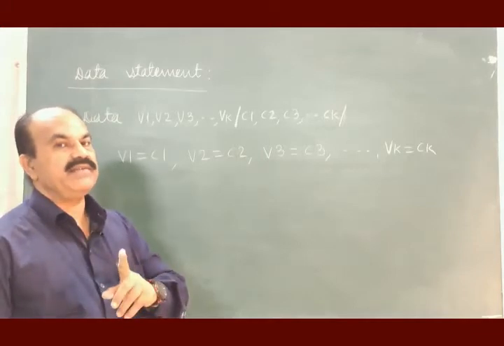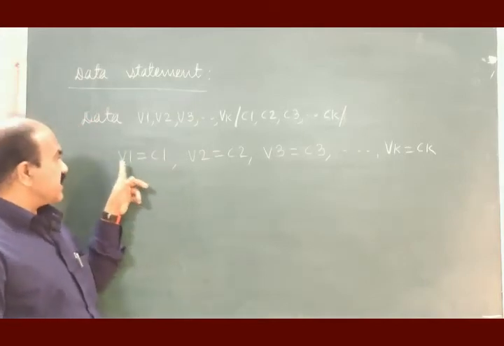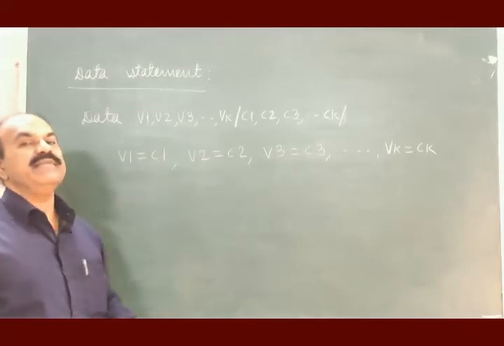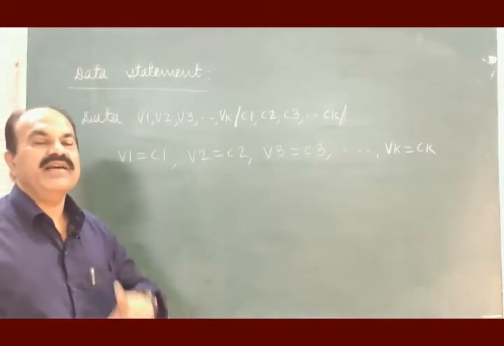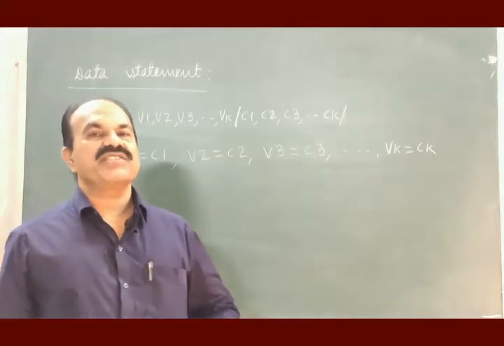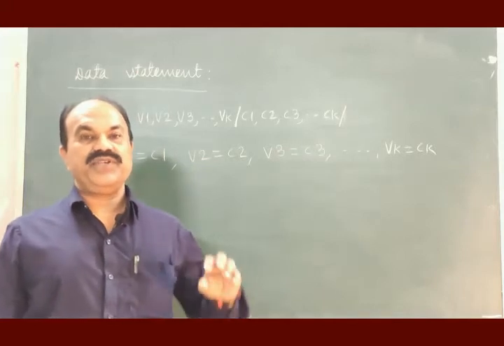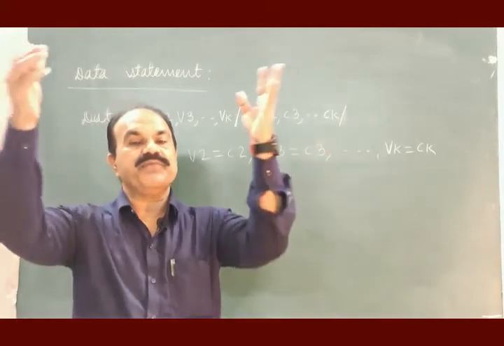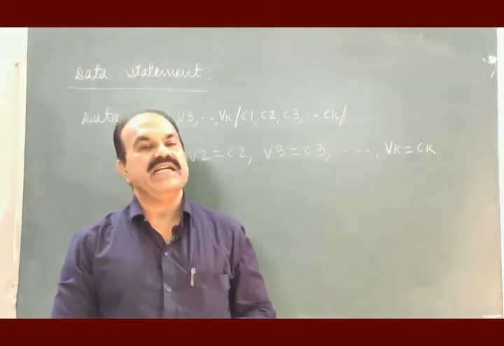This must be observed. The type of constant assigned to a variable, these should have the same type. That is, an integer constant should be assigned to an integer variable, a real constant should be assigned to a real variable, a string constant should be assigned to a character variable, and so on. These things must be observed while we are writing the data statement.